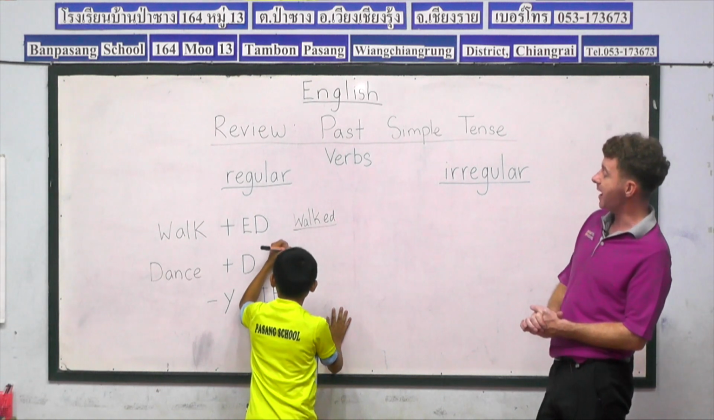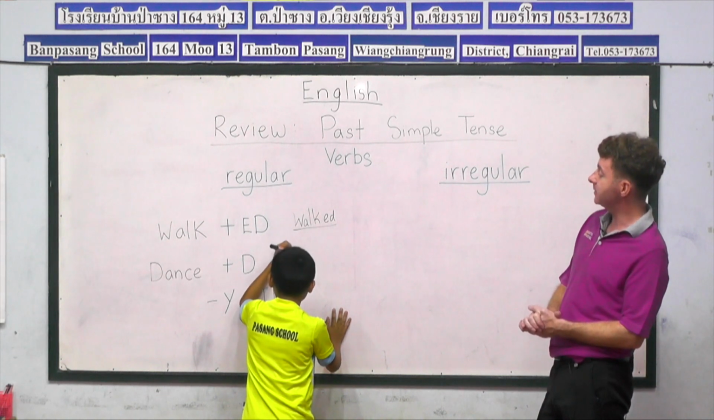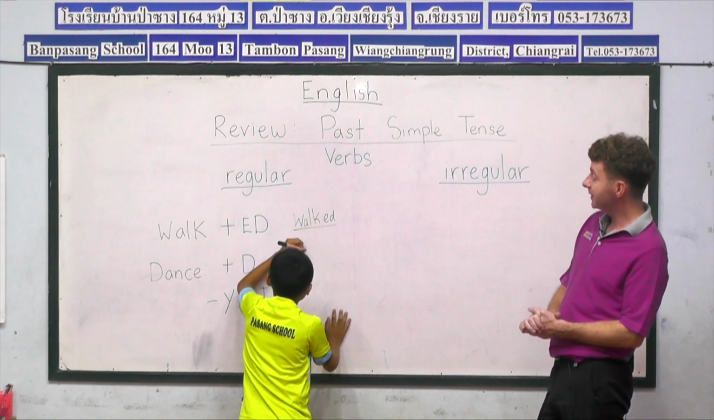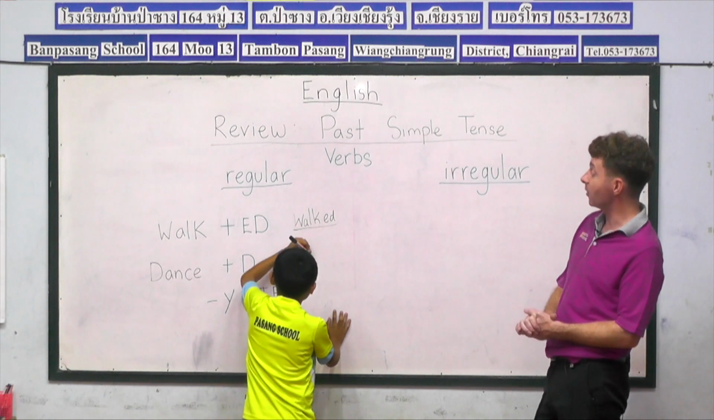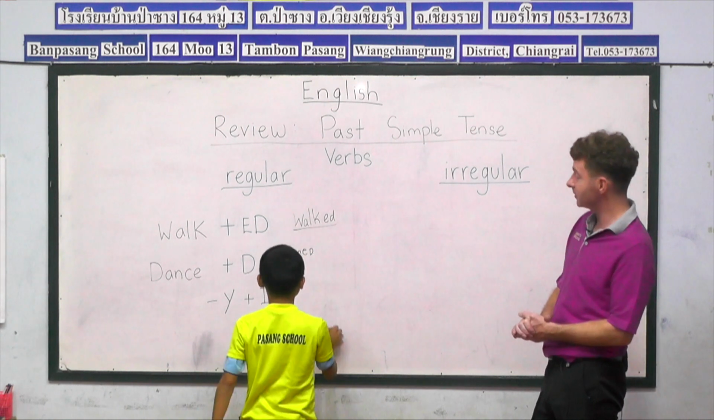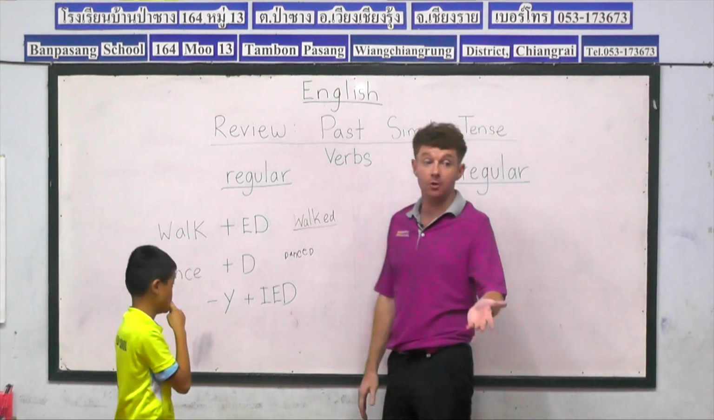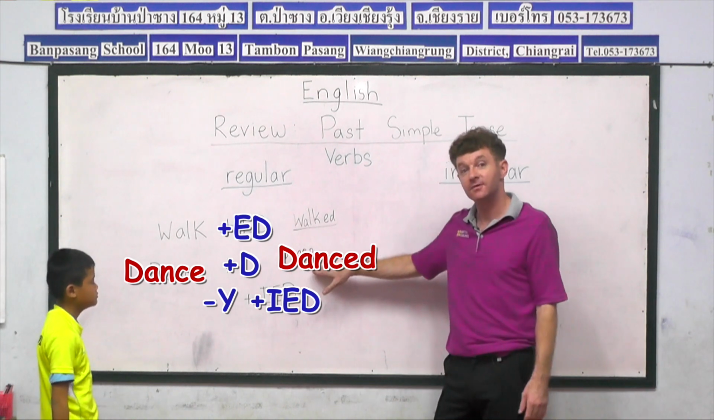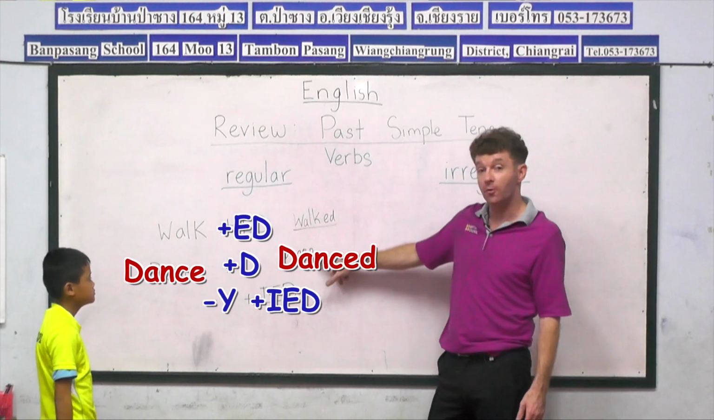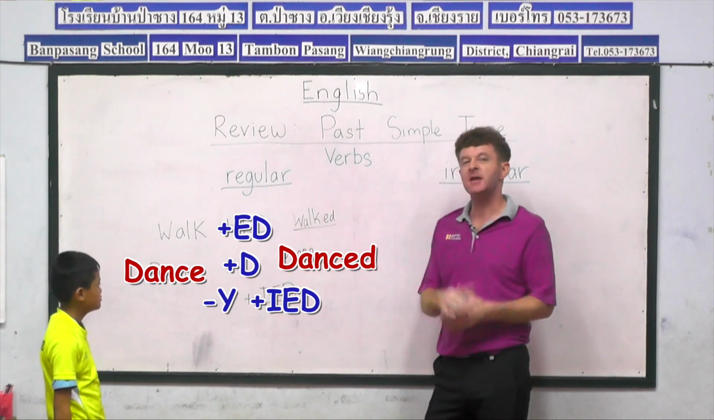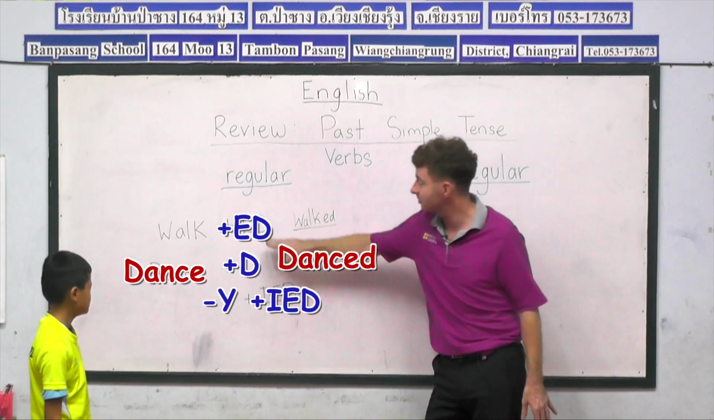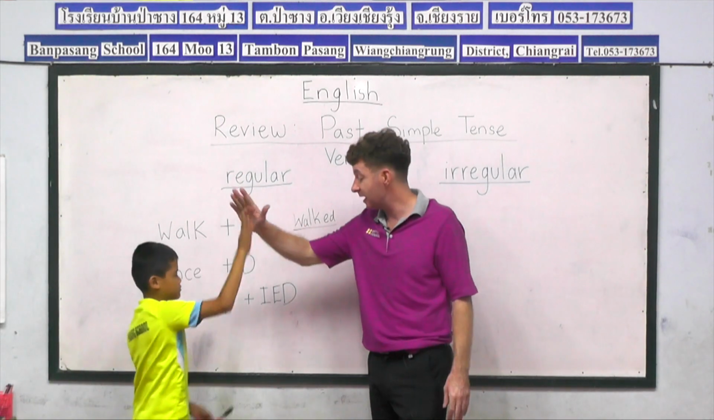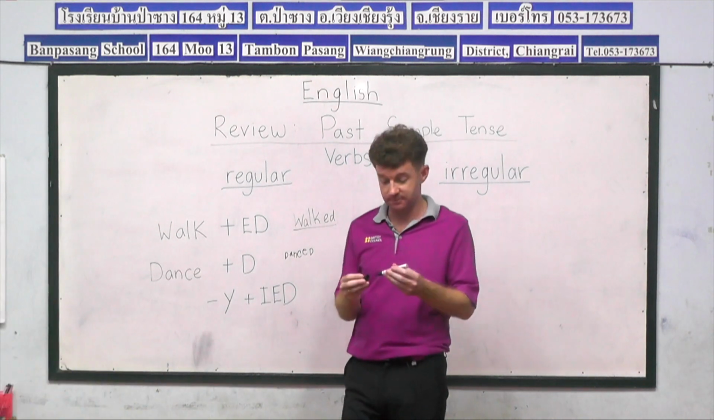D, A, N, C, E, D. And then D on the end for the past tense. Excellent, Chu. So you can see how Chu has changed dance into danced, the past tense form, by adding the letter D. And this is what we mean about regular verbs. We have rules we can follow. Chu, that was brilliant. High five and a big round of applause for Chu, guys.